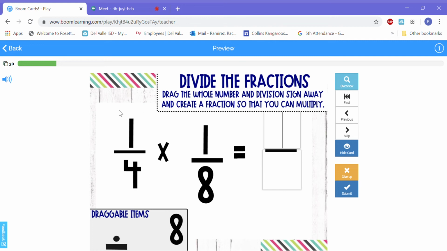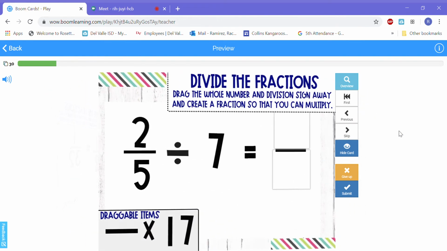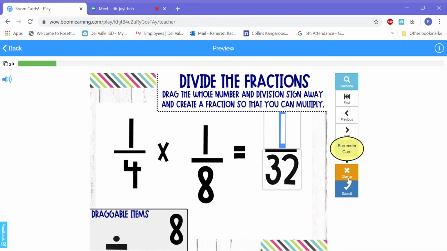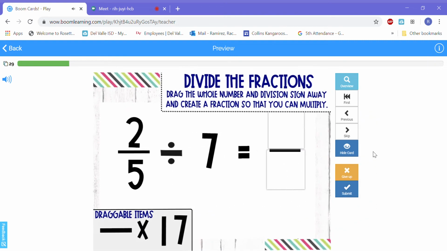So 1 times 1 is 1. 4 times 8 is what? What is it, guys? It is 32. So 1 over 32. So let's see if that is right, and that is correct.